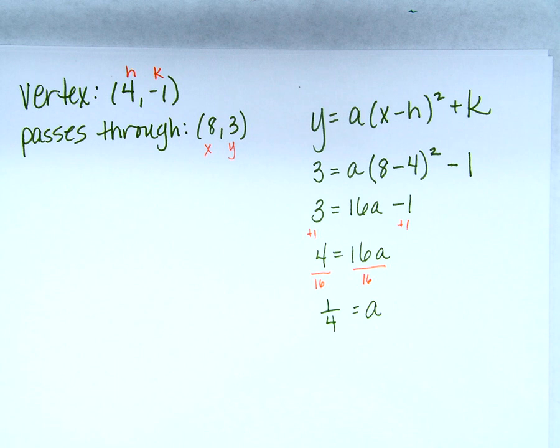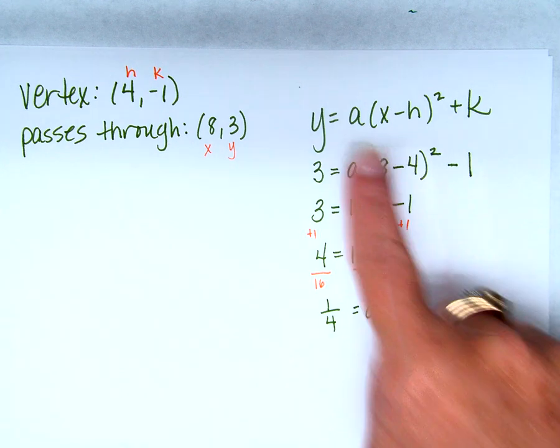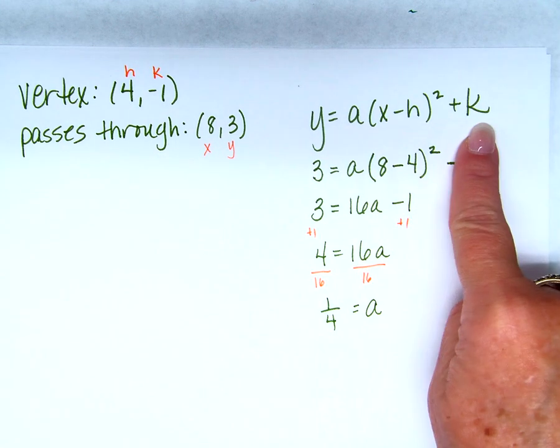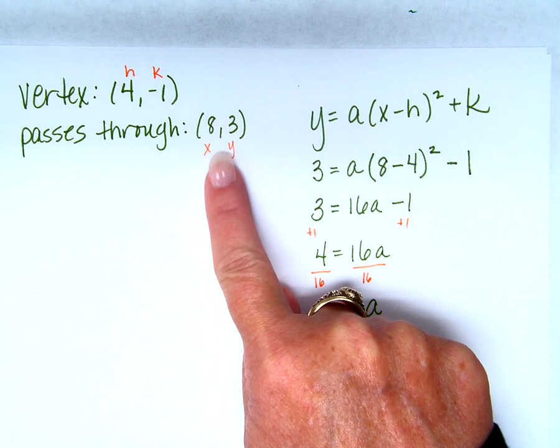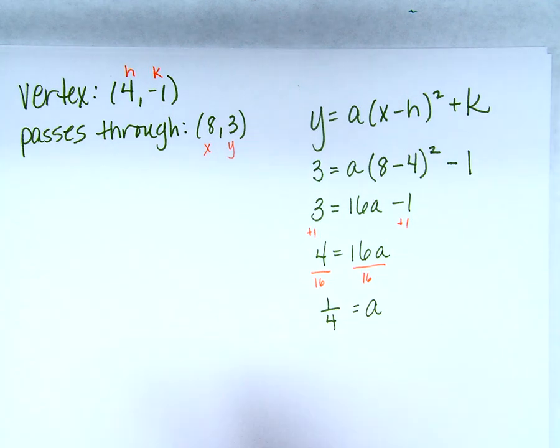So now am I done? No, all I've done now is solve for a, right? What did I ask for? The equation. So now I need to go back up to my original equation, except this time what am I going to not substitute in? An x and y. I'm not going to substitute x and y.